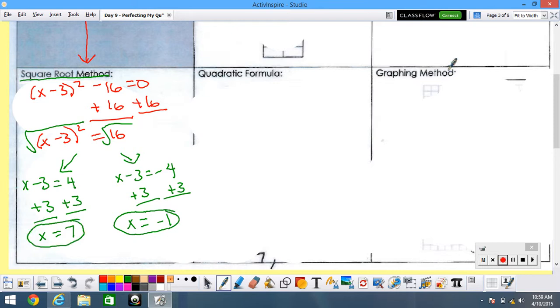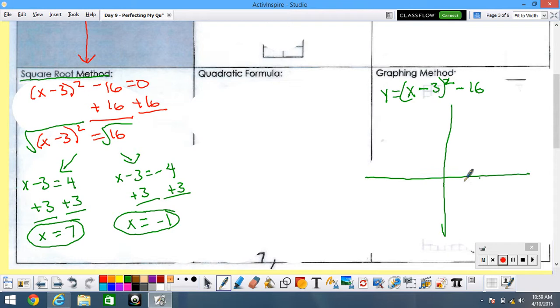So what you could do is go grab your calculator, go to y equals, and instead of 0, type in what we're solving equal to 0. So type in x minus 3 squared minus 16. And then I'm going to go look at my graph. If you type that in y equals and hit graph, you'll see that it's going to cross the x-axis perfectly at negative 1 and at 7. And it'll look like this. So that's two methods.